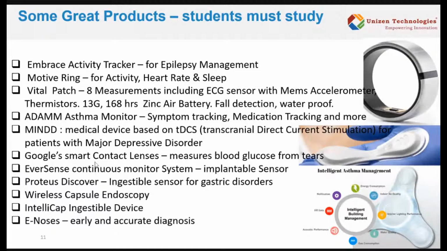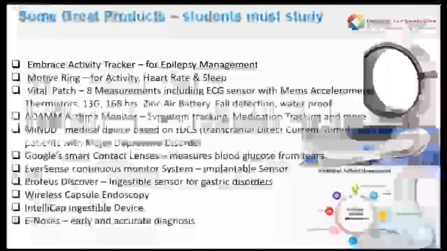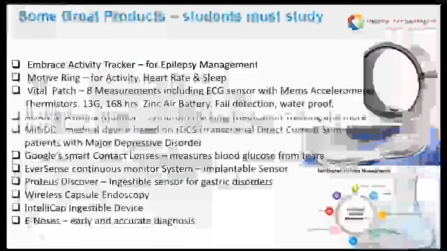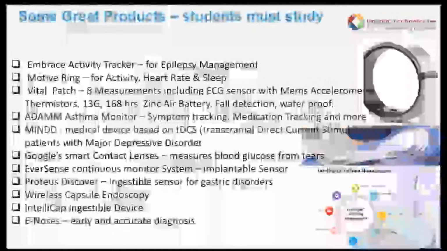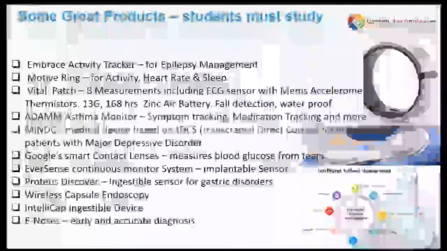The first one is the Embrace Activity Tracker. It is for epilepsy management, it seems. I'm telling you, it's a very nice product. Please take a look at it. The second one is the Motive Ring. It's like a ring, it is there on the side. I have put a photograph here. You just wear it on your finger, and it gives activity, heart rate, sleep monitoring, and a few other things.